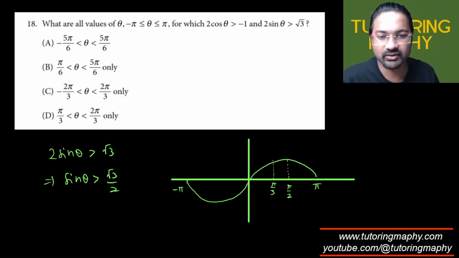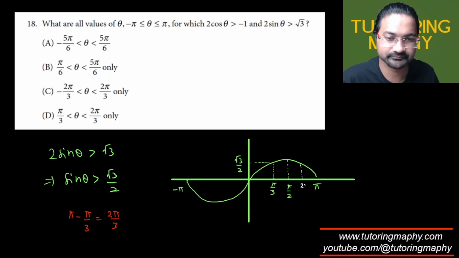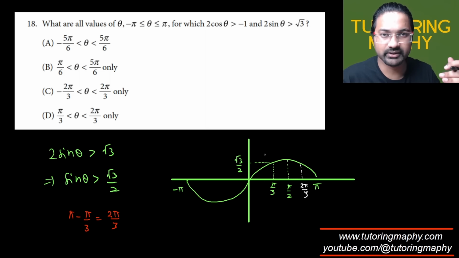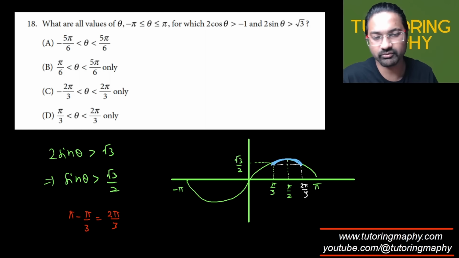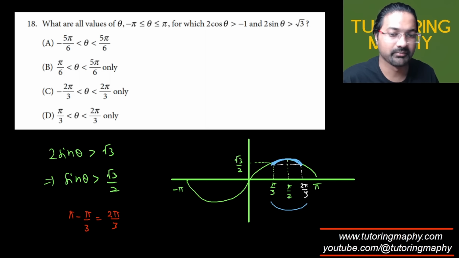And another angle at which it is √3/2 is in quadrant 2. And the quadrant 2 angle is pi minus pi over 3, which is 2 pi over 3. And 2 pi over 3 is right here. We want that to be greater than √3/2, which definitely means that we want it to be this. We want it to be this, because this is the region where it is greater than √3/2. So our answer is pi over 3 to 2 pi over 3. Correct? Pi over 3 to 2 pi over 3.